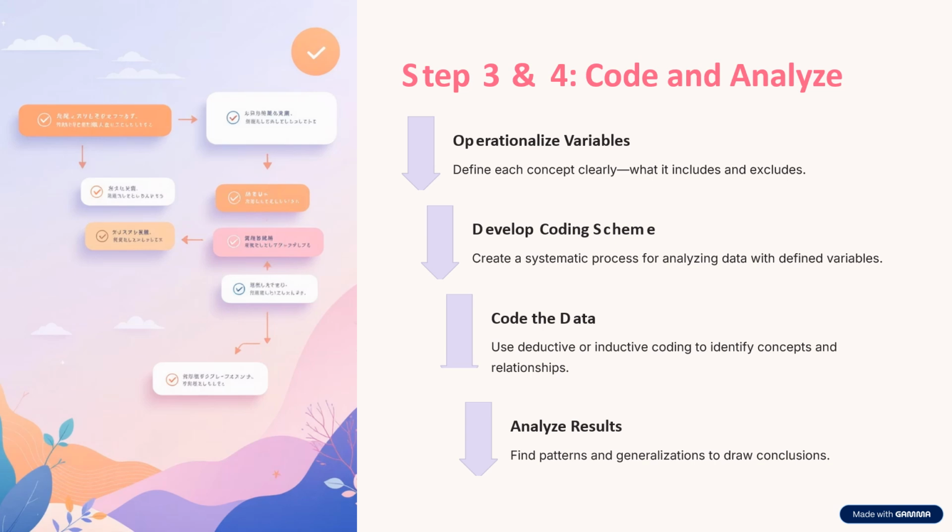In combination with the above, it is important to create a coding scheme, which will consist of information about your variables, how you define each variable, as well as a process for analyzing the data. The next step is to code the data. That means that you use deductive or inductive coding to identify concepts and relationships. Analyzing results to find patterns and generalizations to draw conclusions.